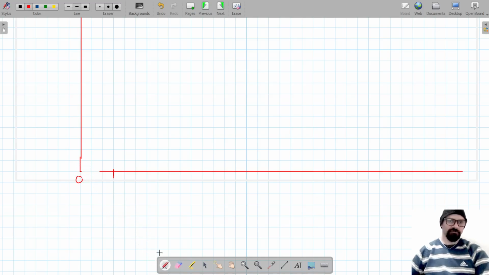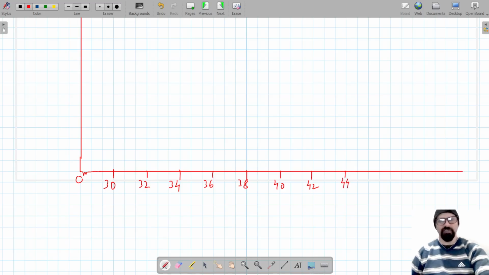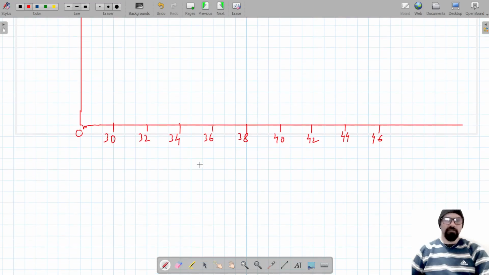So this is, let's say, 30. And then this is 32, 34, 36, 38, and then 40, 42, and then 44. Okay, let's keep it to 46. And this horizontal axis represents the weight in kg.